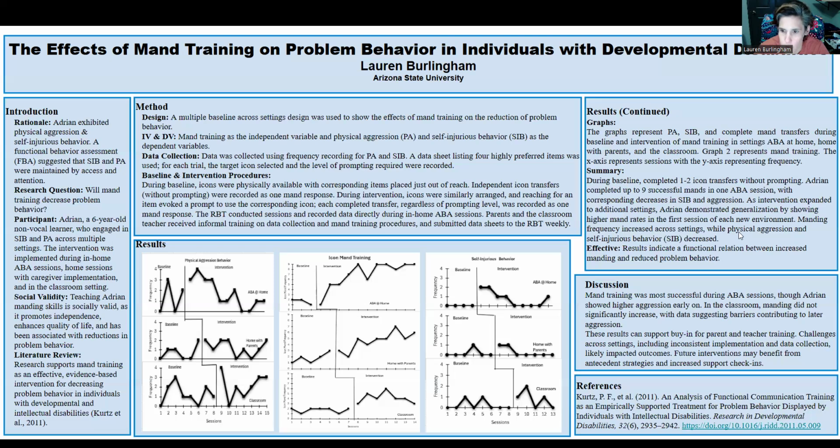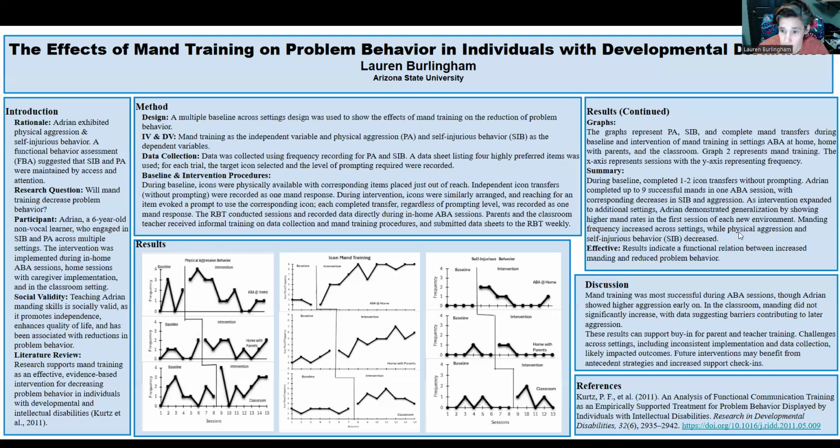So during baseline, what we saw was Adrian did complete 1 to 2 icon transfers without prompting. She either was interested or she was somewhat familiar with the idea. I didn't necessarily see her reach for an item associated with it, but she did complete the transfer, which was really good information because it showed that it could potentially be a successful intervention.